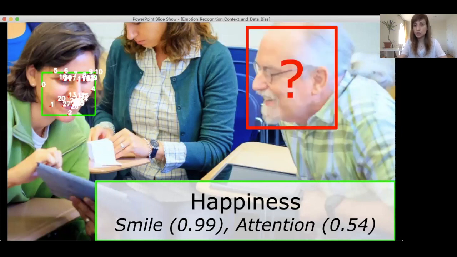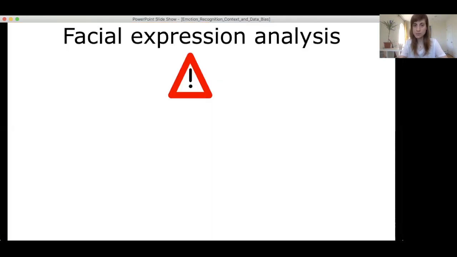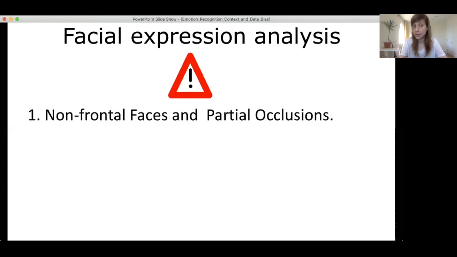But unfortunately, the system does not work for this man. We don't have any output for him. The reason is that we have a very particular perspective of this man: a profile perspective, so we are losing a lot of information. Plus, this man is wearing glasses, which creates occlusions and highlights and makes it very difficult to detect the eyes. So facial expression analysis sometimes fails in non-frontal faces, and when we have partial occlusions or highlights or things that occlude relevant information.